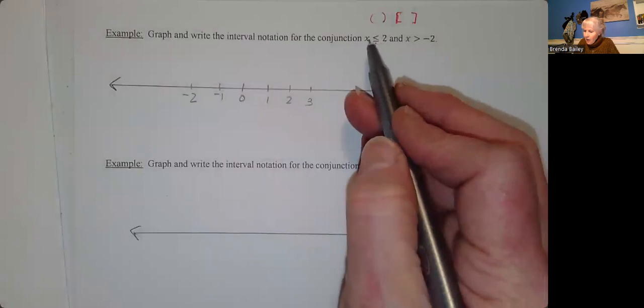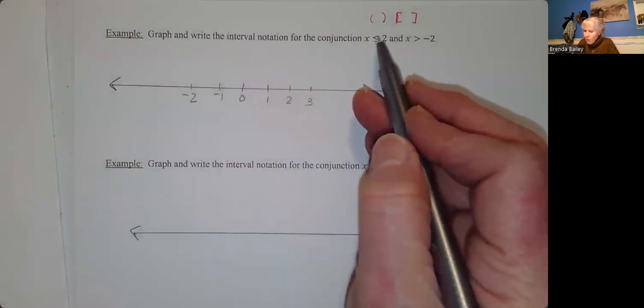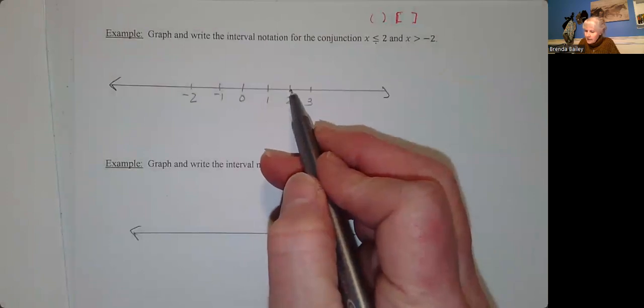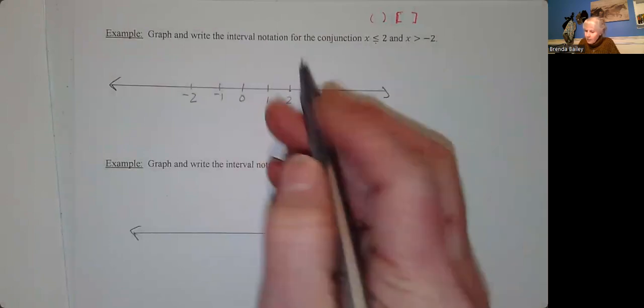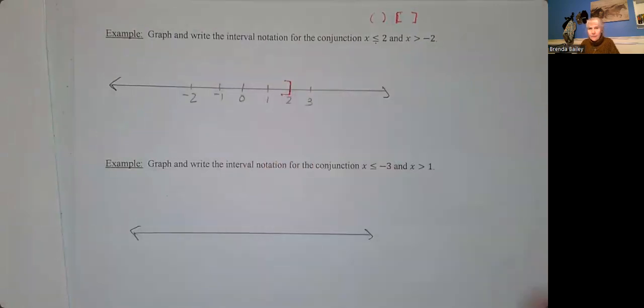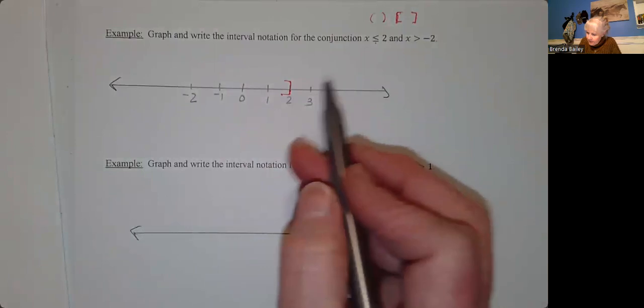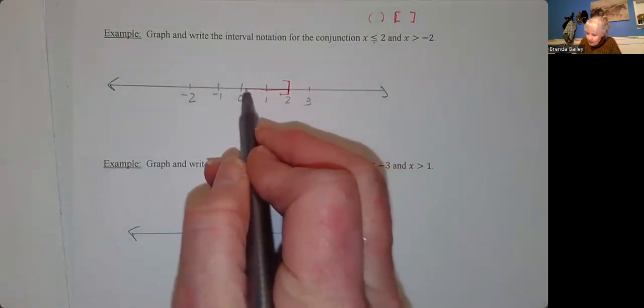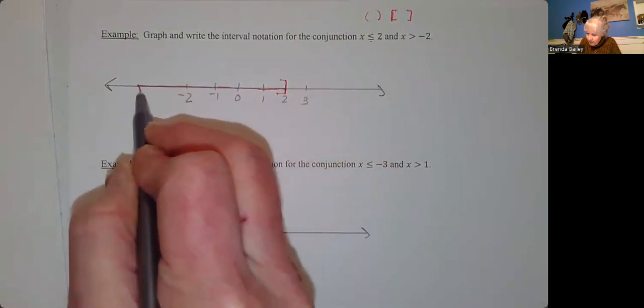Well, here we want x's that are less than or equal to 2. So when we go to the 2, x's that are less than will be to the left. So our bracket is going to go this way, and our arrow will go this way. So the bracket's the same direction as the arrow.